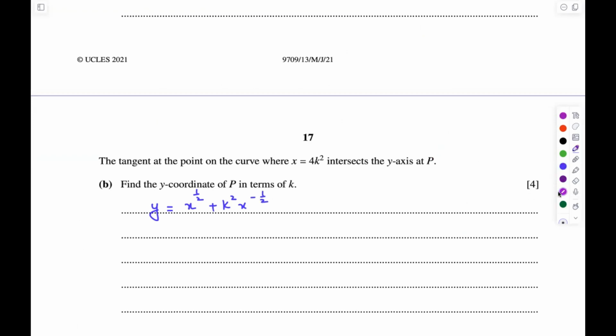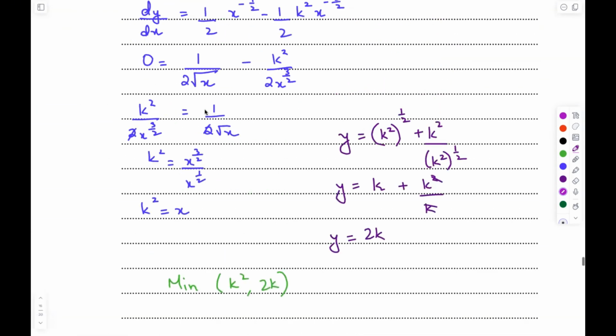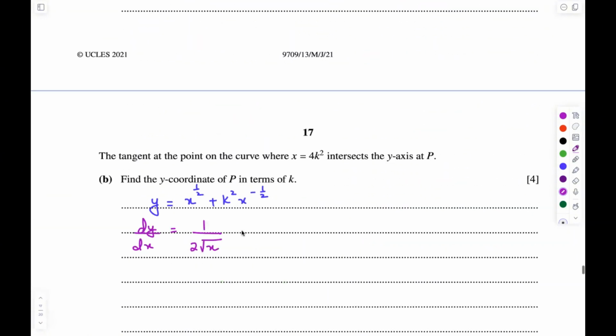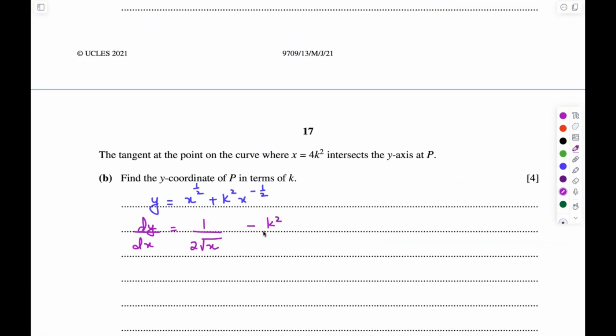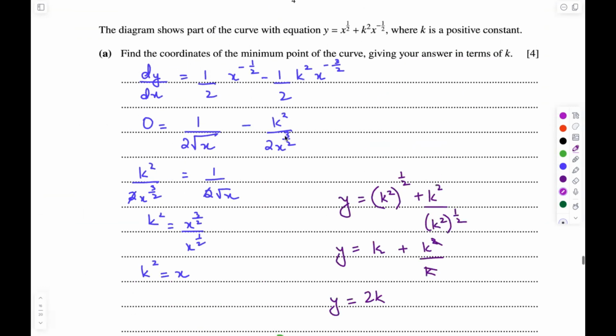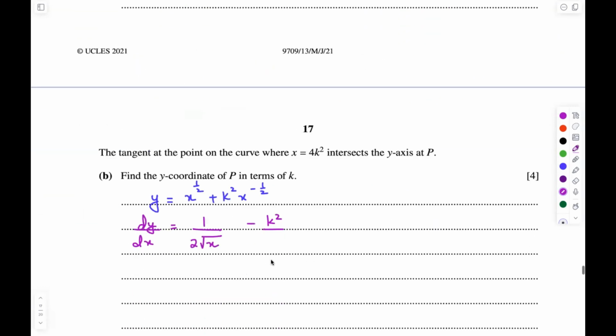Now, to find the equation of the tangent, we need the gradient. From the previous part, we already had the expression for dy/dx, which was 1 upon 2 square root of x, as we brought the square root x into the denominator, minus k squared upon 2 into x to the power 3/2.